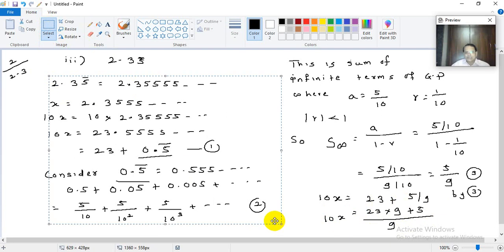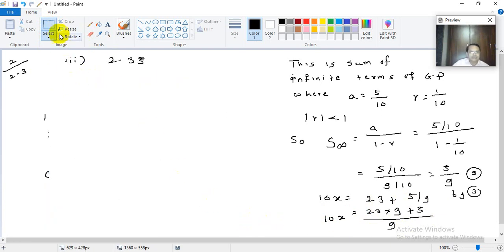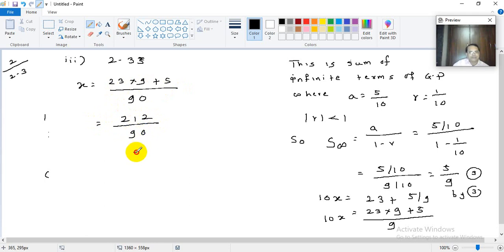If this is 10x, what is x? We are interested in calculation of x. So x is equal to then 23 into 9 plus 5 and divided by this 10 we will bring here. So divided by 90. So this is what? 23 into 9 किती होता? 23 गुणिले 9, 207 अधिक ते 5, 212. So 212 upon 90. This will be the final answer. I hope you understood whatever is discussed in this lecture.